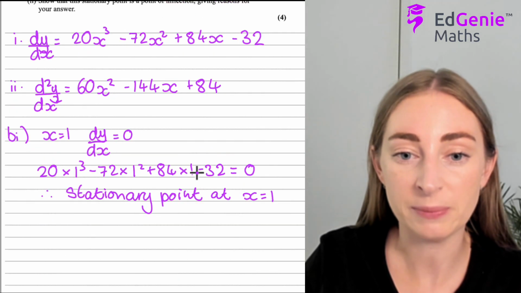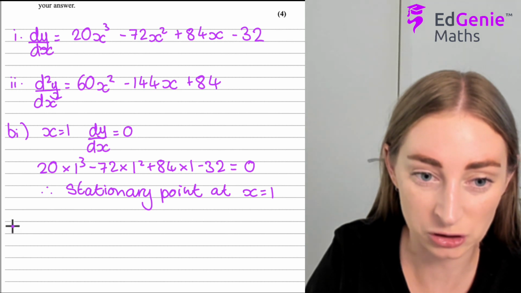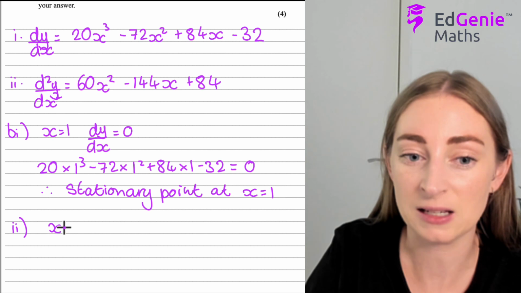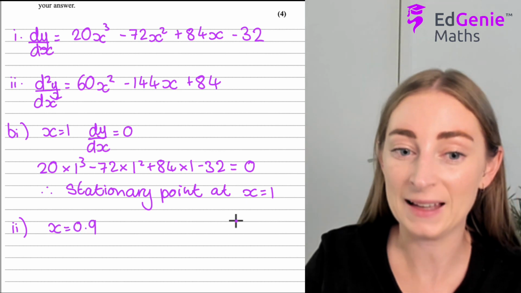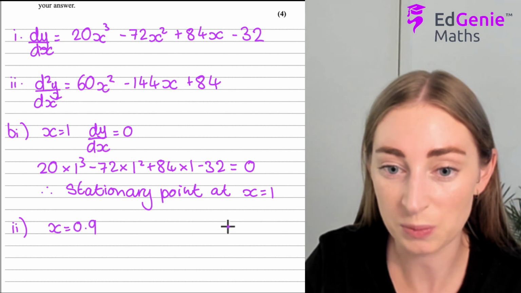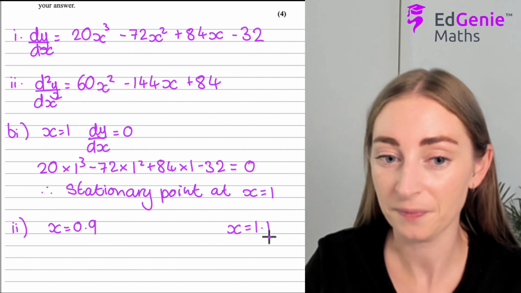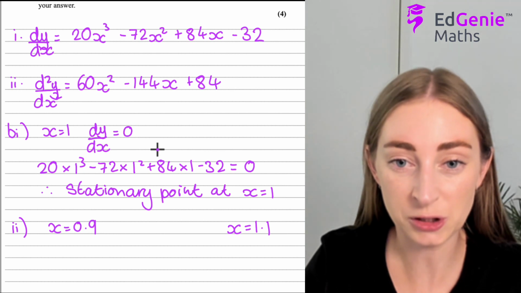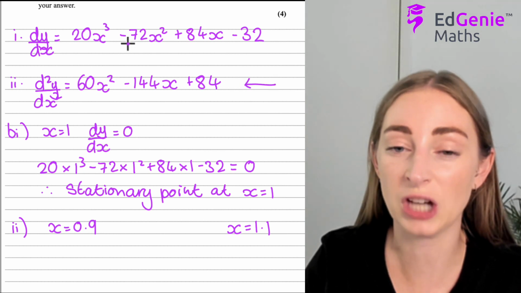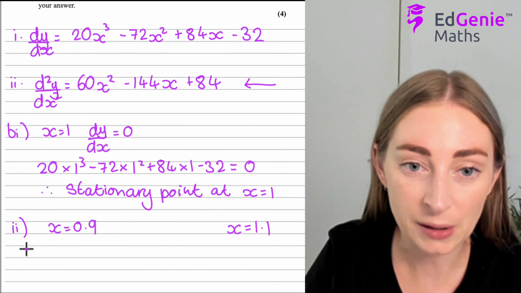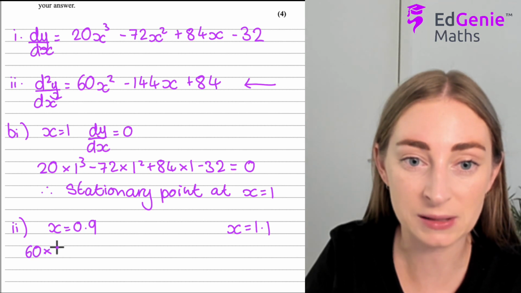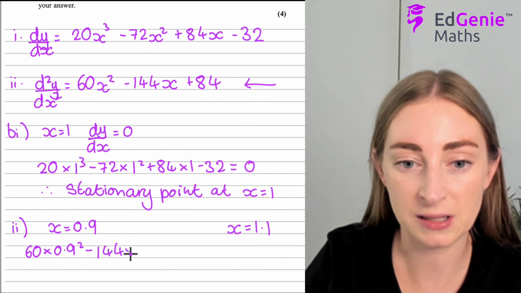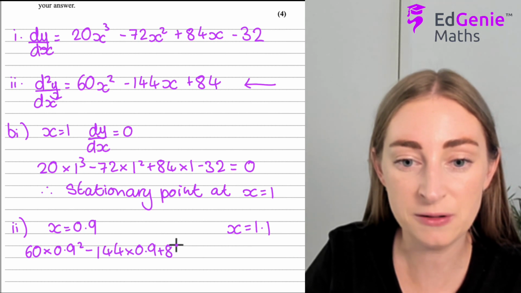So what you want to do is pick a point just before and just after. So instead of x equals 1, you could pick x equals 0.9, and just after as well. So you pick x equals 1.1, anything like that, just slightly before, slightly after. And we're going to substitute it into here because this is our change in the gradient. So we're going to do 60 times 0.9 squared, minus 144 times 0.9 plus 84.